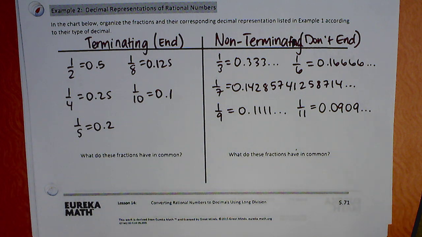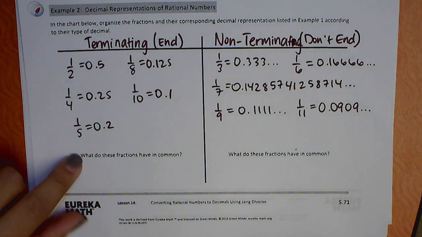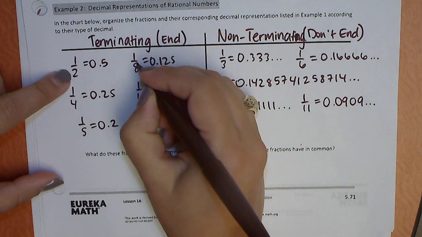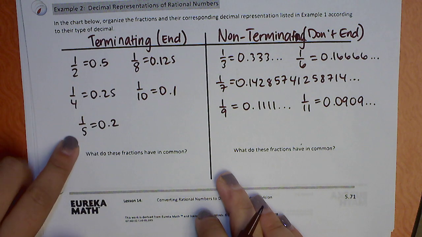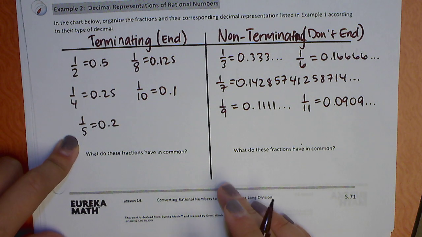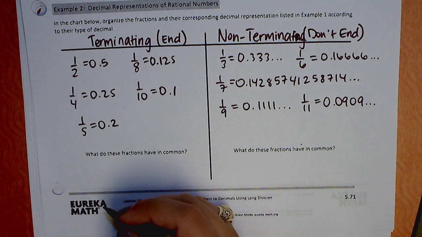Now we're going to talk about why this is, why these ones ended and why these ones didn't. So what these fractions have in common, if you look at their denominators, we got 2, 4, 8, 10, and 5. What they actually have in common is that the denominators are products of 2 or 5.